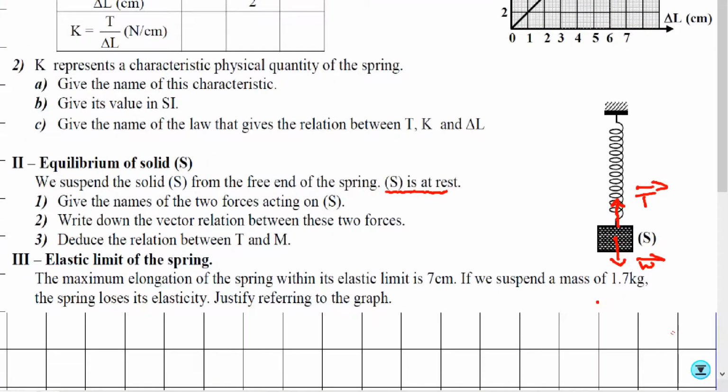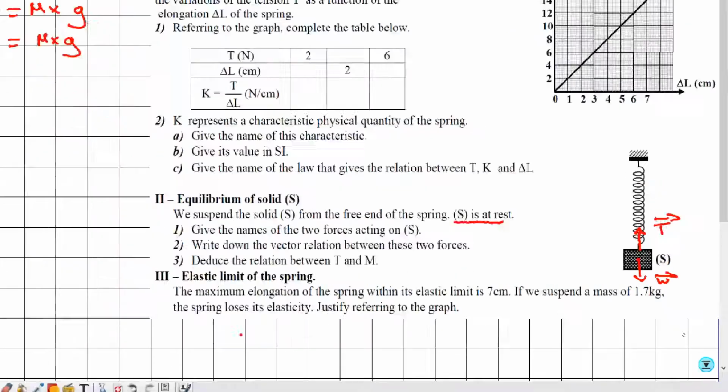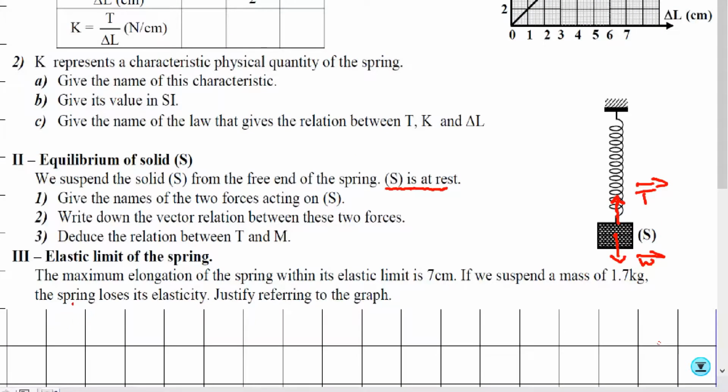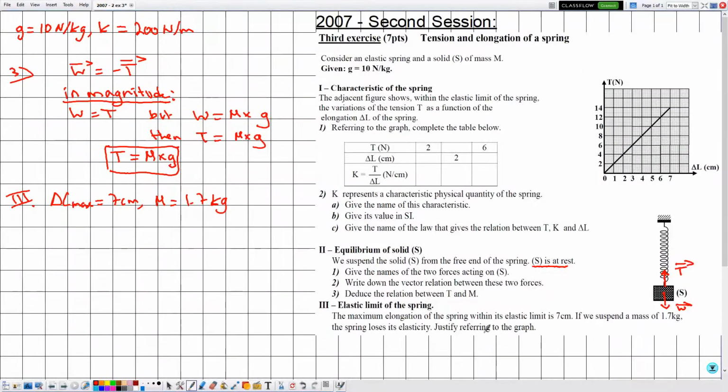If we suspend a mass of 1.7 kilograms, the spring loses its elasticity. So here the mass to be measured is given by 1.7 kilograms. So they are telling me that the spring will lose its elasticity. Justify referring to the curve. So we need to justify this answer by referring to the curve.